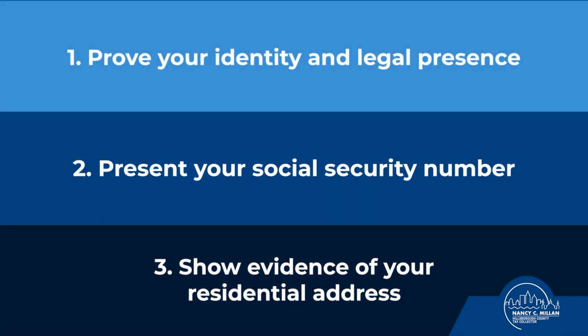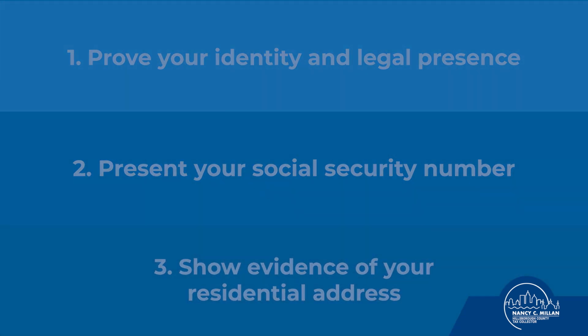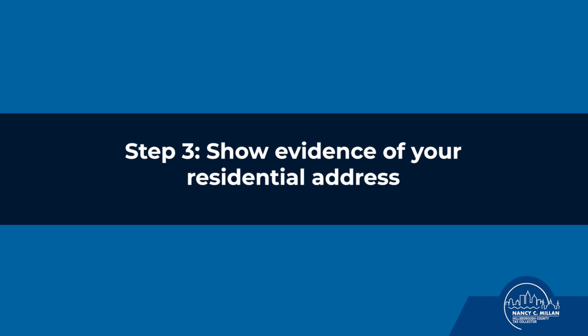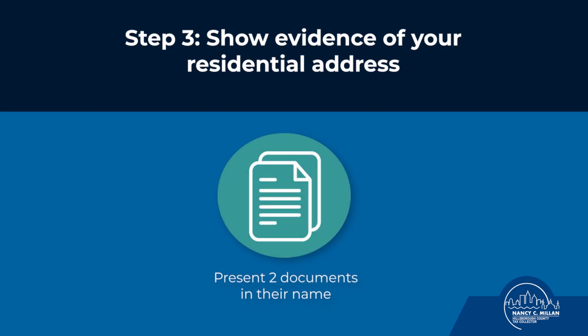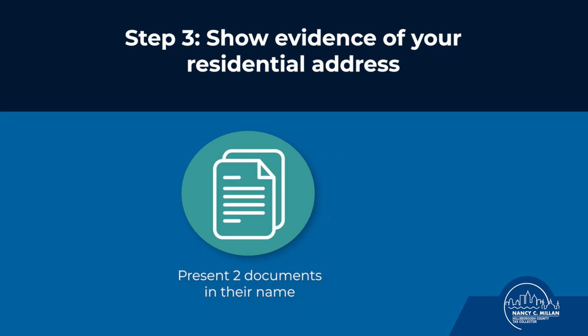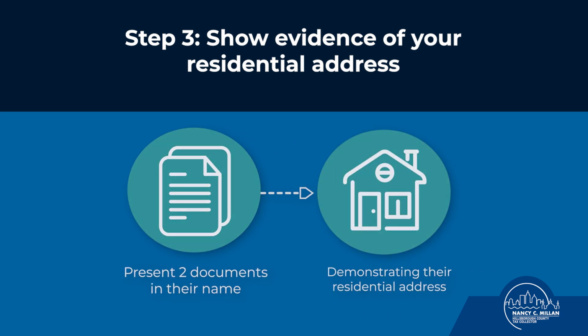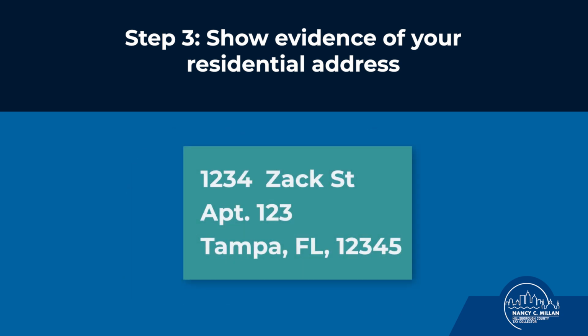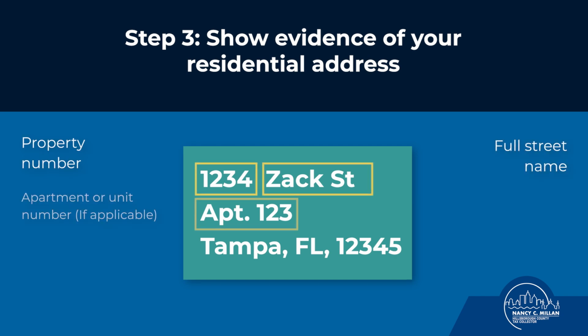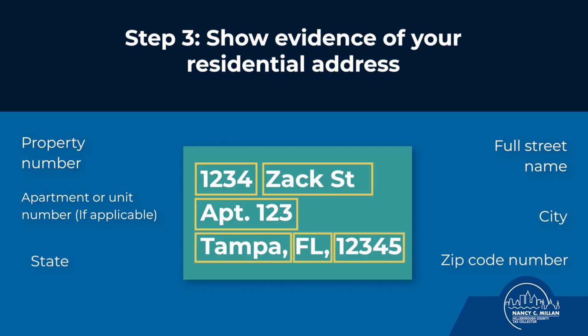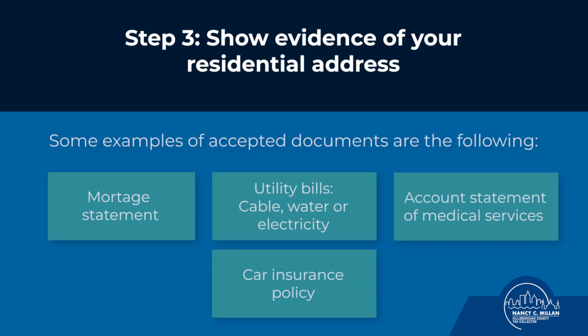And finally, we enter Step 3. Step 3. Show evidence of your residential address. Applicants must present 2 documents in their name showing their residential address. The address should include the property number, full street name, apartment or unit number if applicable, city, state, and zip code number. Some examples of accepted documents are the following.